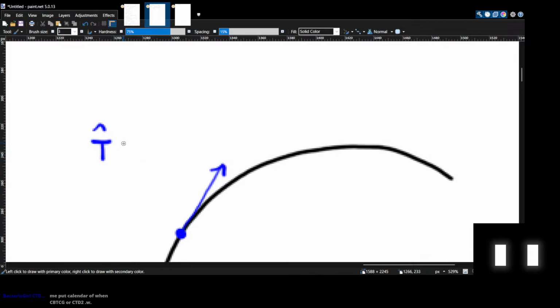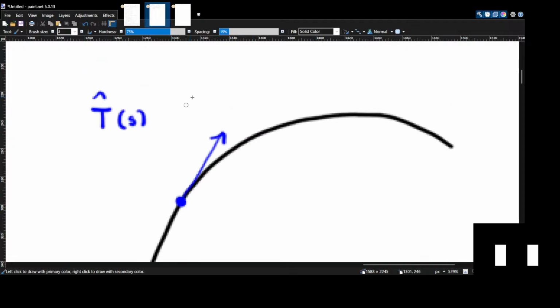T here is at this value of s. And then there's the next t, which is the new value, which is the new tangent vector.